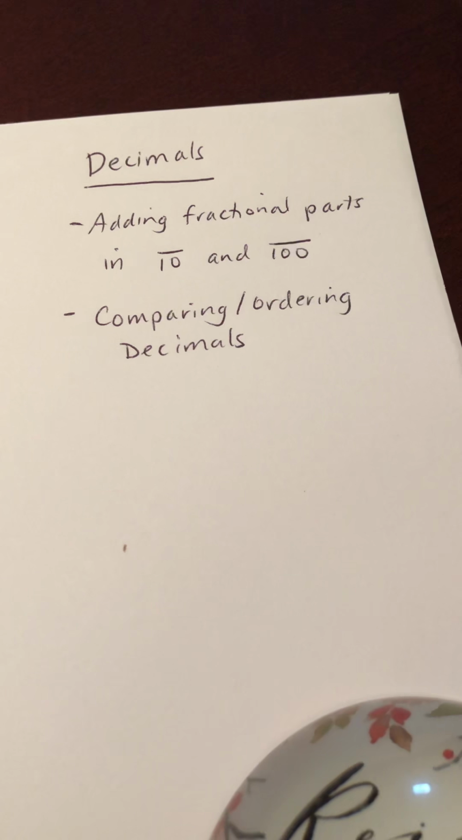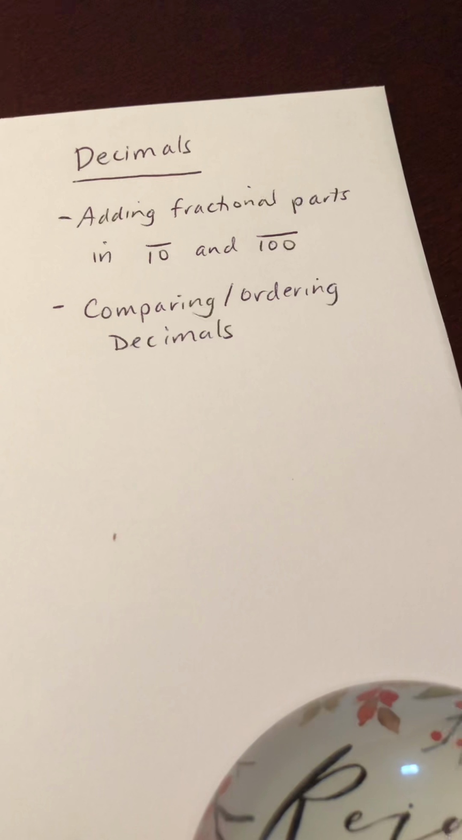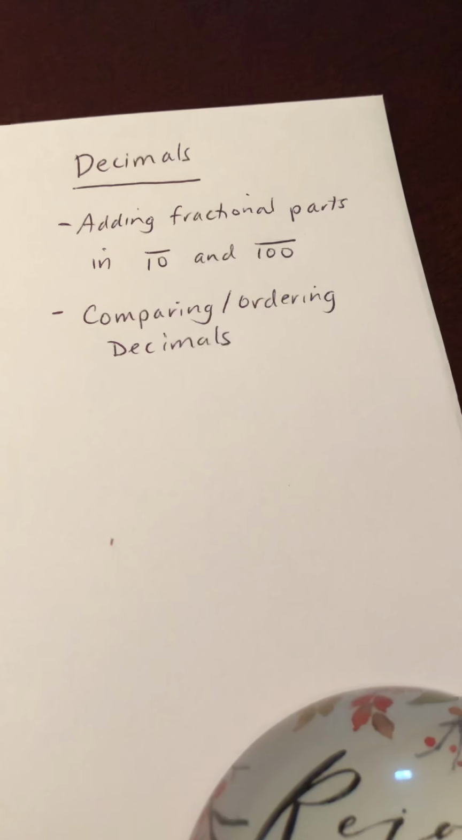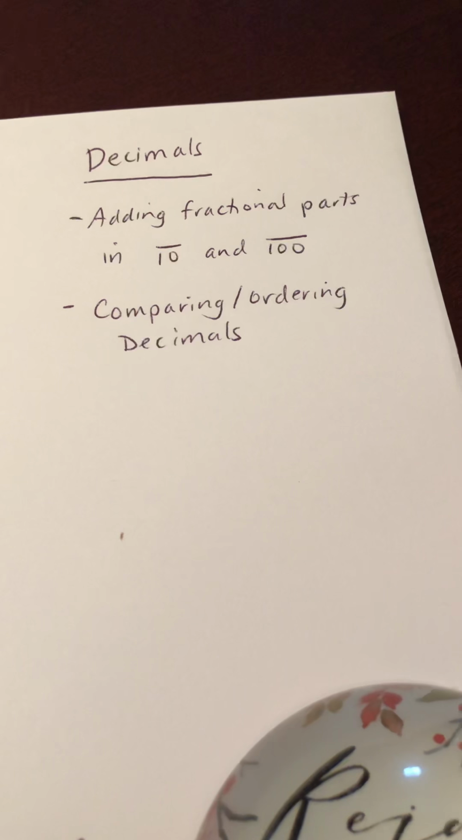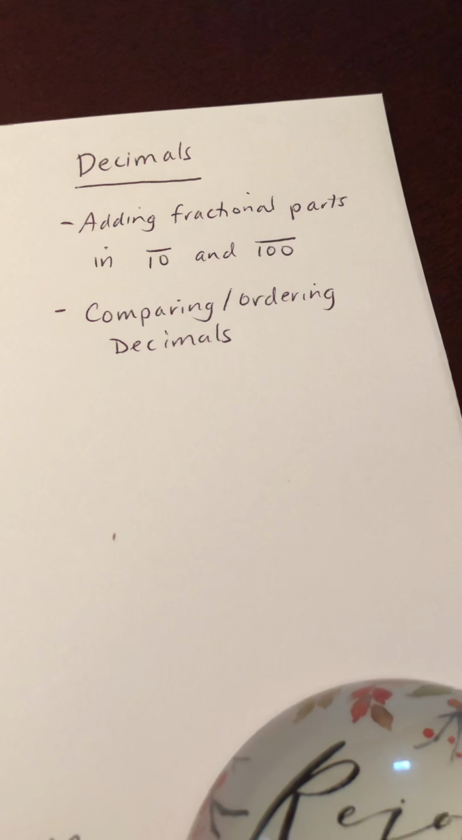Hey everybody, it's Miss Miranda and I'm here to talk about the second part of decimals. This week we're going to be talking about adding fractional parts in tenths and 100ths, and that's fractional parts written as a fraction or as a decimal or interchangeably. And we're also going to be talking about comparing and ordering decimals.